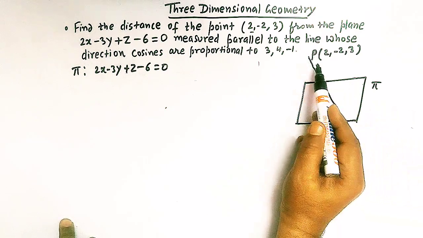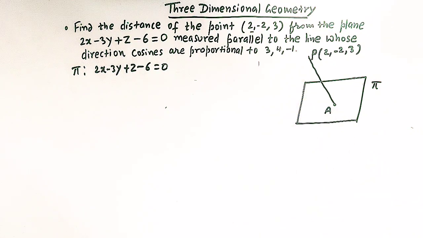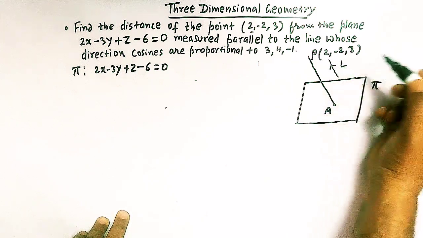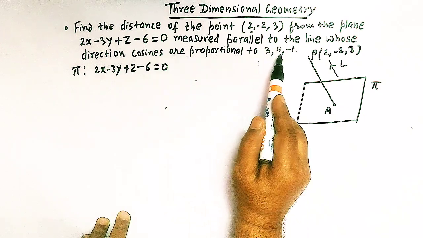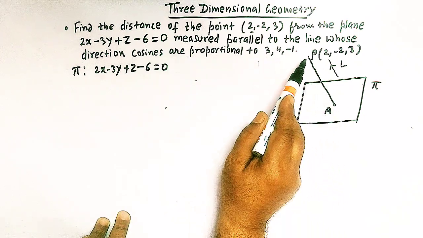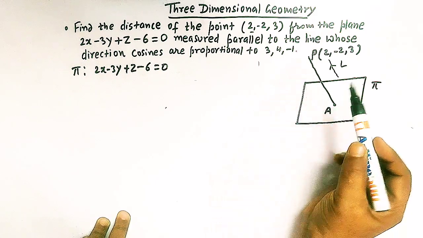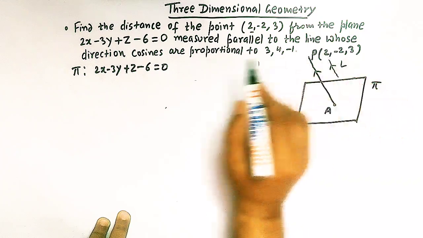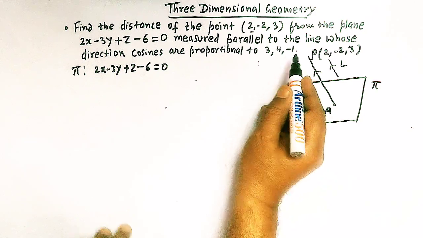And this line PA is given to be parallel to this line L. Say this is the line L whose direction cosines are proportional to these numbers 3, 4 and minus 1. So we have to measure this distance, that is PA, along this line L whose direction cosines are proportional to 3, 4 and minus 1.